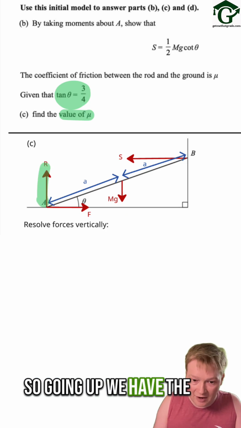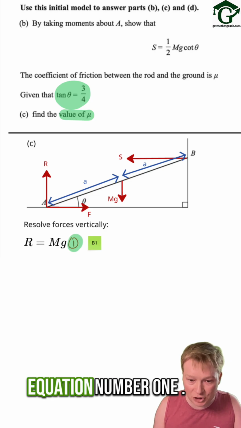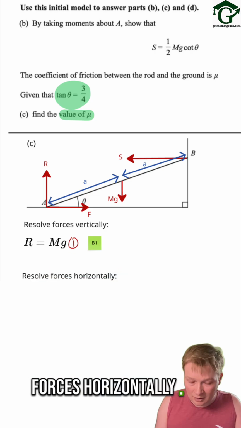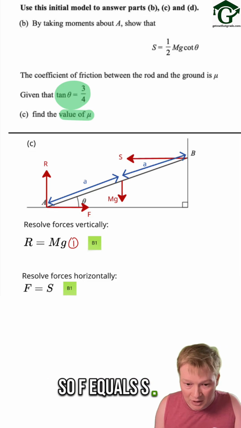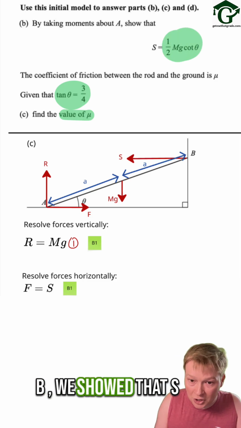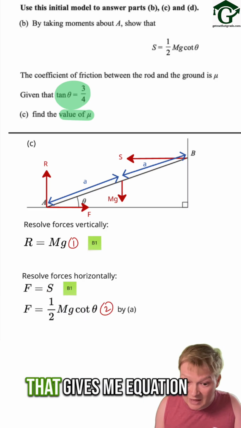So, going up, we have the force R, going down, we have the weight, mg. That gets you your first mark. I've called that equation number 1. Next, we resolve forces horizontally. Going towards the right, we have F. Going towards the left, we have S. So F equals S. And remember, in part B, we showed that S was half mg cot theta. So I'm going to substitute that for S straight away. That gives me equation number 2.